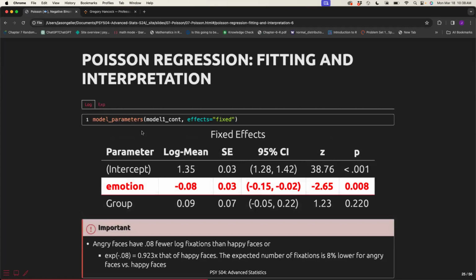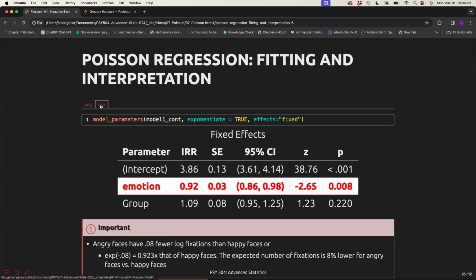So let's go ahead and look at each of our different factors. Let's look at the emotion factor first. We see that the log mean is negative 0.08. What that means is that angry faces, because we coded them as 0.5, have 0.08 fewer log fixations than happy faces. Or we can exponentiate that value and get the IRR, which is 0.92. So we could say that angry faces have 0.923 times the number of fixations compared to happy faces. And similar to odds ratios, we can subtract 1 and multiply by 100 to get the increase or decrease. So we can say that the expected number of fixations is 8% lower for angry faces versus happy faces.